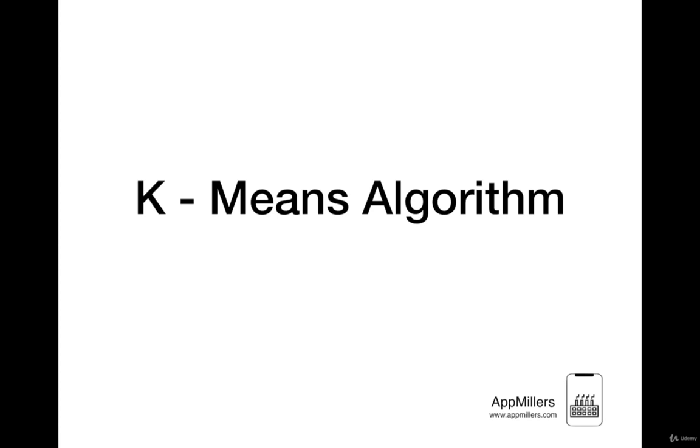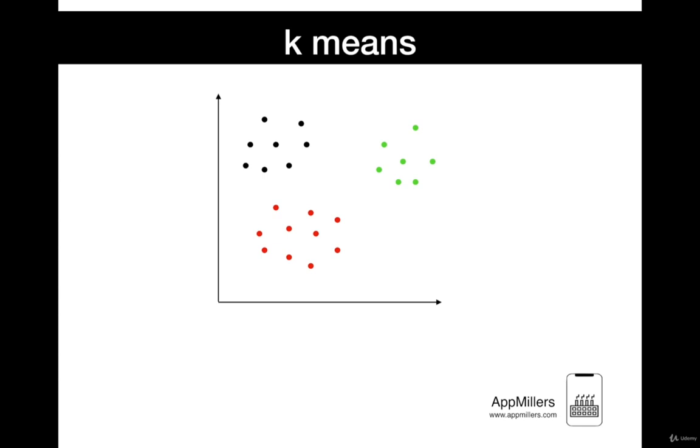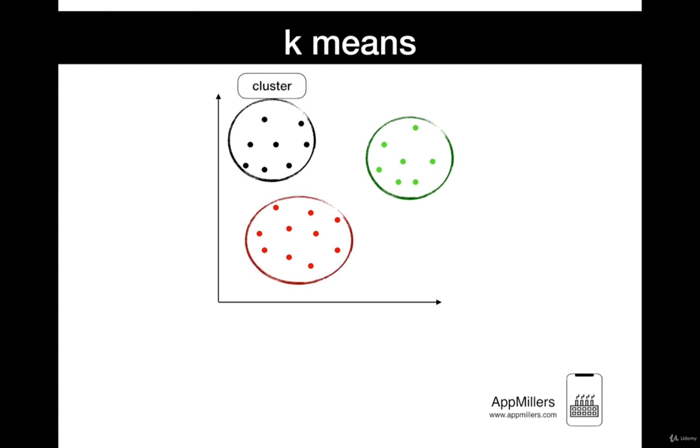K-means algorithm. The K-means algorithm is one of the types of algorithm used in graph clustering. Clustering is an operation that, when given a set of data, classifies similar data into groups. In clustering, each group is called a cluster. As you see here, each group of data is called a cluster.